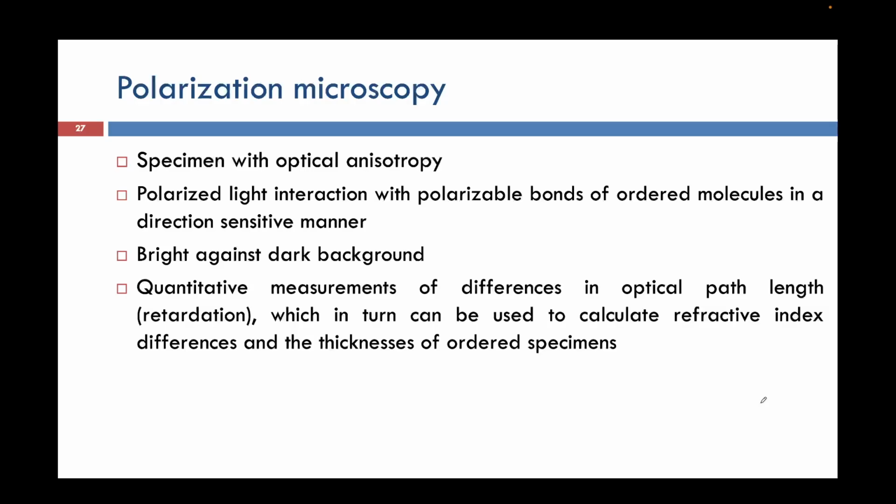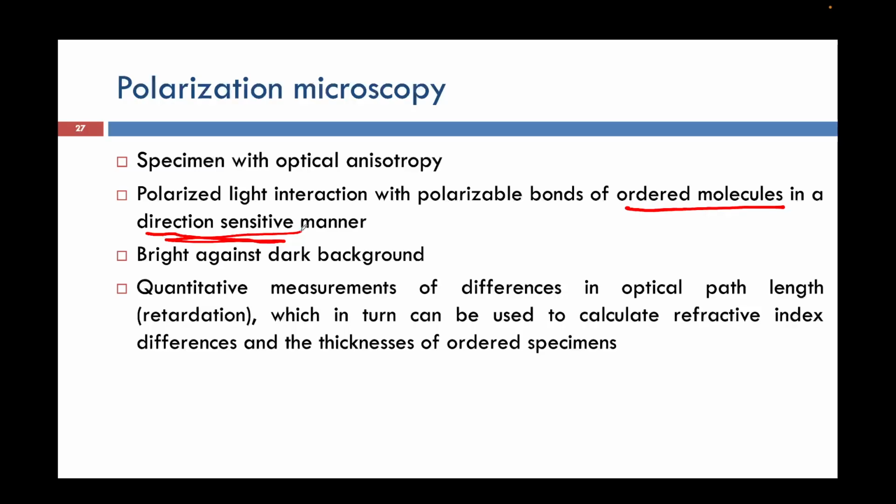So we need polarization microscopy for specimens which have optical anisotropy. What do we mean by optical anisotropy? That means when light interacts with them, there are some ordered molecules in the material, and they are also direction sensitive. Since they are direction sensitive, they will allow light through them in a particular direction, and they will allow light which has a particular property, right?